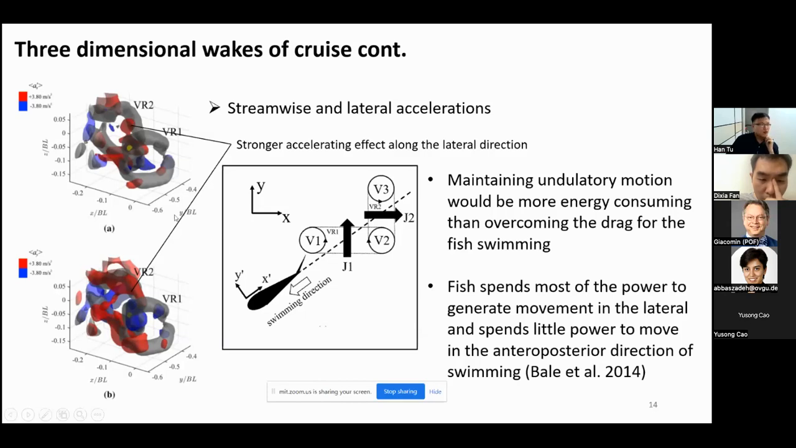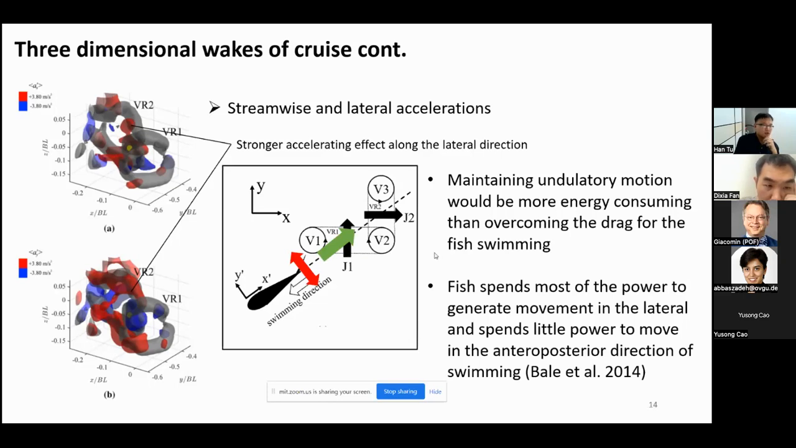So at first glance, the acceleration effect in the spanwise direction is much stronger than the streamwise one, because the corresponding isosurfaces of AY are much bigger here. And then we propose this schematic. The chain is linked by those vortex rings, and the jets course through them. So the effects of jets should act in both streamwise and spanwise directions. The interesting fact is that maintaining the oscillation motion would be more energy consuming than overcoming the drag for fish swimming.